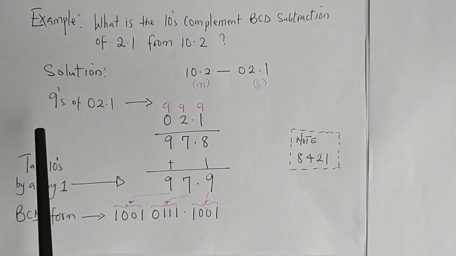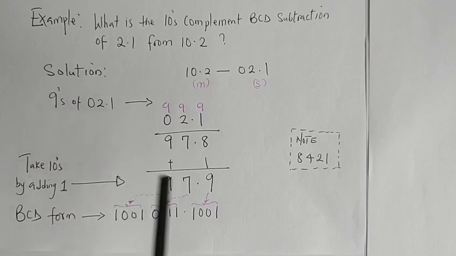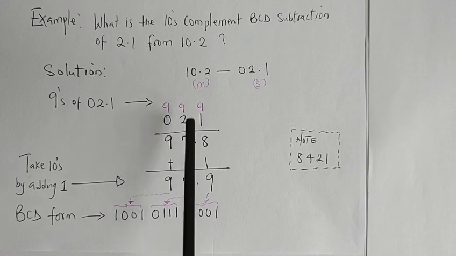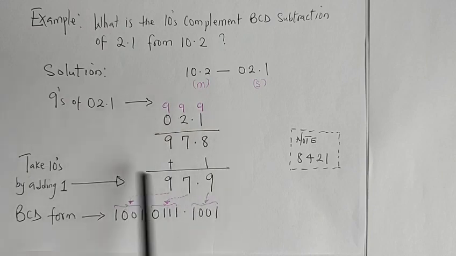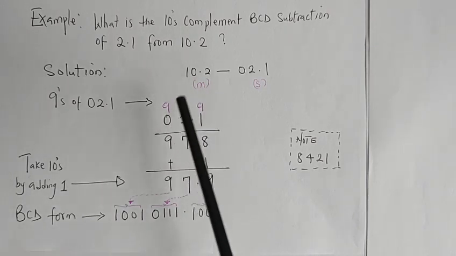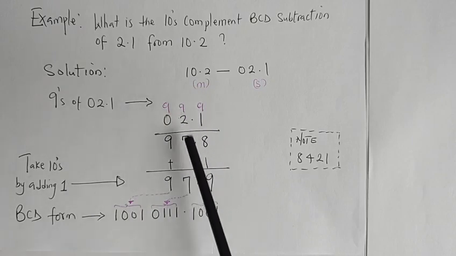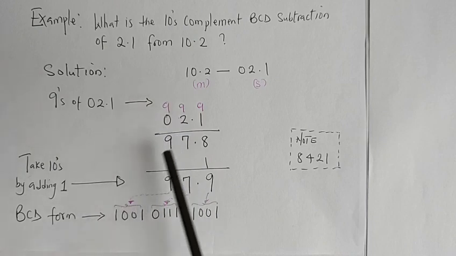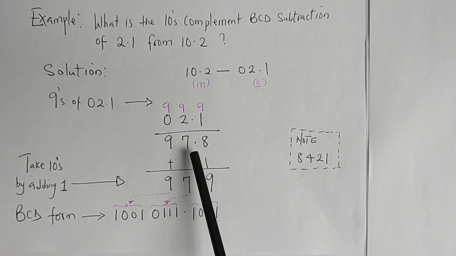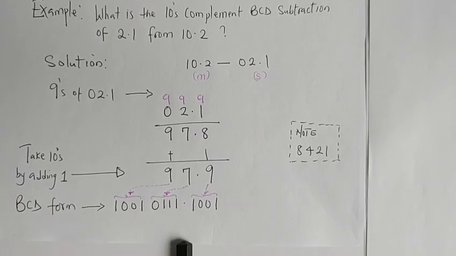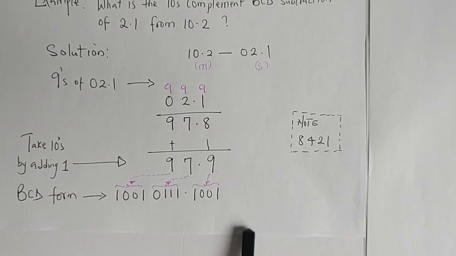Now for us to take the 9's complement of 02.1, it means that we have to subtract every digit of 02.1 from 9. So we're going to be subtracting 1 from 9, 2 from 9, 0 from 9. So we say 9 minus 1 is 8, 9 minus 2 is 7, 9 minus 0 is 9. So we have arrived at 97.8.